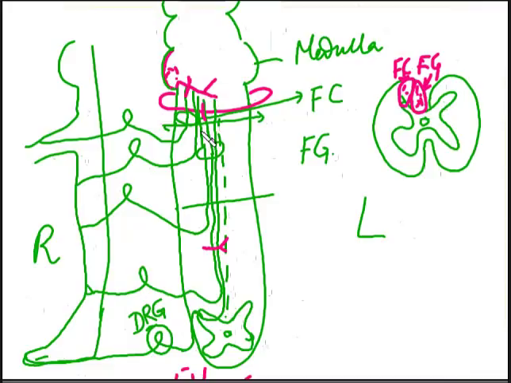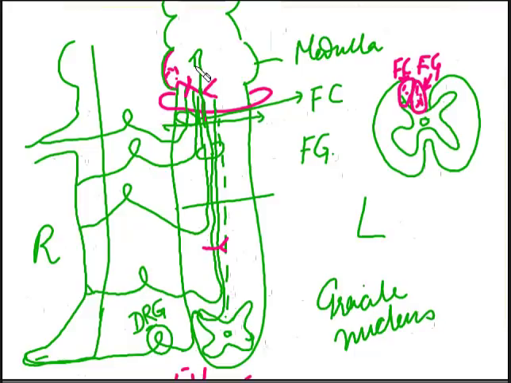It's traveling now all the way up through the different parts of the spinal cord, and it goes into the medulla. Now once it comes to the medulla, it actually goes and synapses on cells present in the gray matter of the medulla, and those cells together form what is known as the gracile nucleus. So it has come and synapsed here, and now a second order neuron will begin from here.